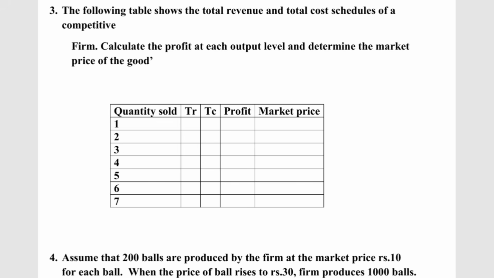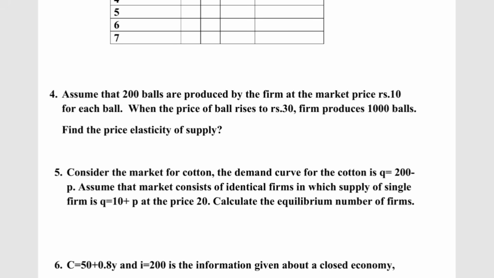Okay, next, assume that 200 balls are produced by the firm at market price rupees 10 for each ball. When the price of the ball rises to rupees 30, the firm produces 1000 balls. Find out the price elasticity of supply. And this question is also from perfect competition.